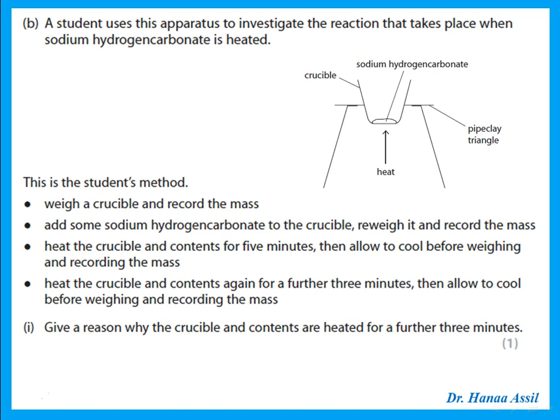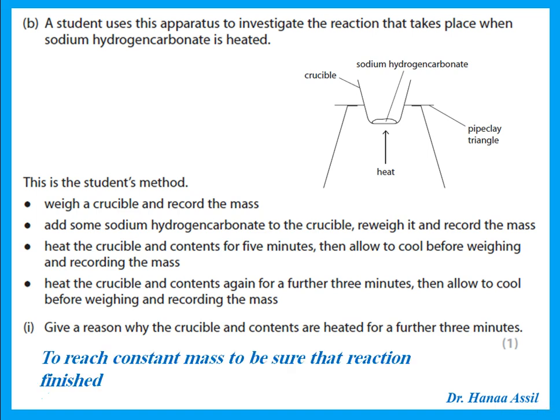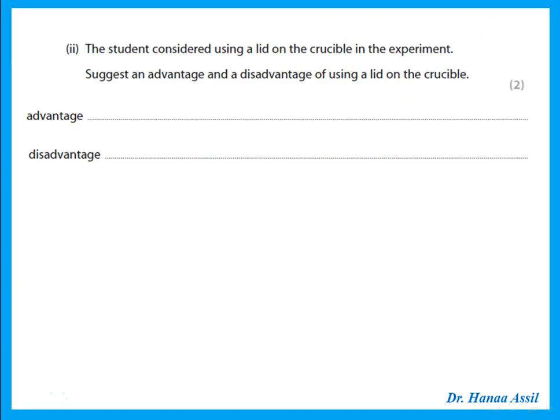Remember, when we do this kind of reaction, what we're trying to do is make sure that the reaction has finished. So how do I know that the reaction has finished? If there is no longer any change in the mass. So we keep heating and reweighing. Heat and reweigh until we reach constant mass. And this is to make sure that the reaction has finished.